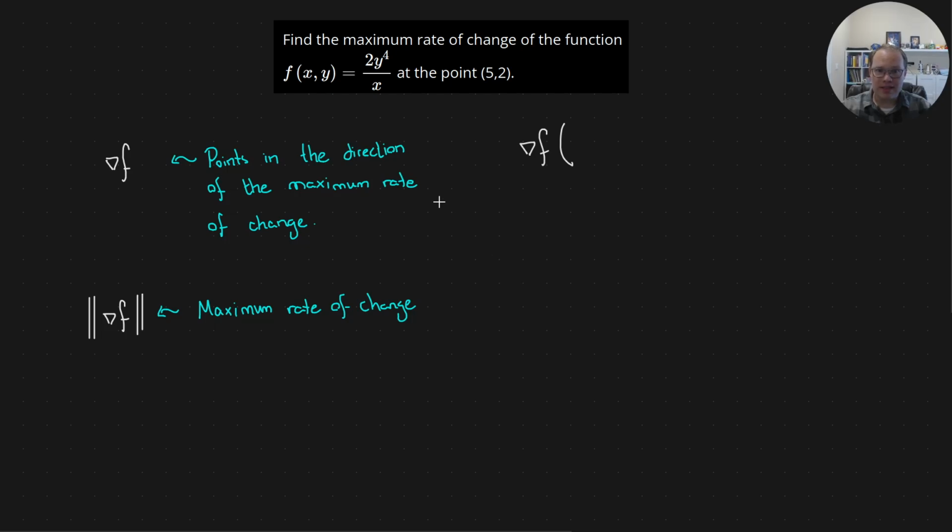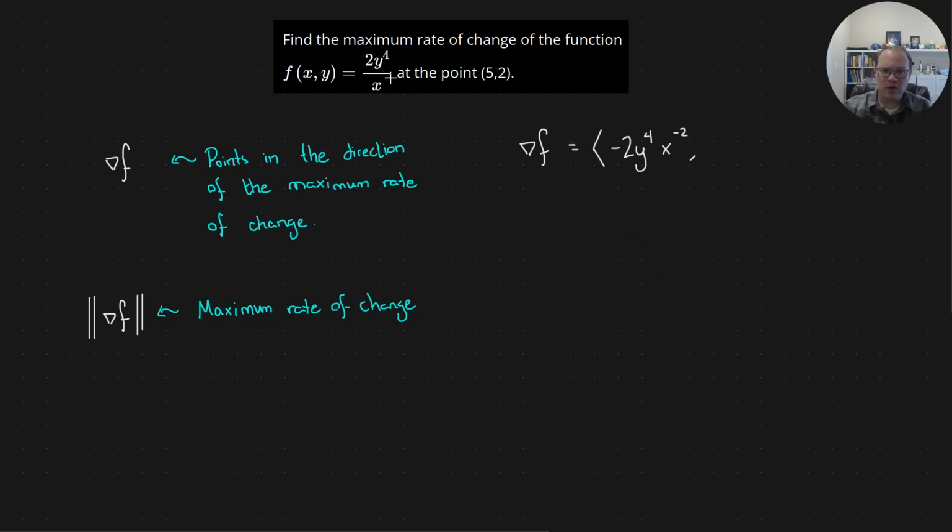Partial derivative with respect to x. 2y to the fourth I'm going to treat as a constant, so it just comes along for the ride. Let's write it as a vector. An x in the denominator I could think of as x to the negative 1. If I take the derivative using the power rule, I get negative x to the negative 2. Okay, and that's my partial derivative with respect to x.